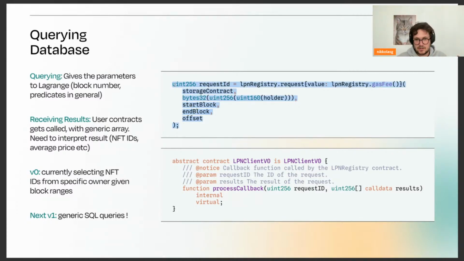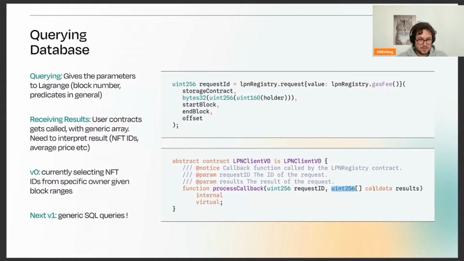Once you run this transaction, the Lagrange network will pick it up, process the proof, and then give back a response as a callback mechanism. Your contract will be called with this method here, where the request ID corresponds to the one you created during the query, and then some results here. Right now the results are generic uint256, and the application interprets them in the way it wants.